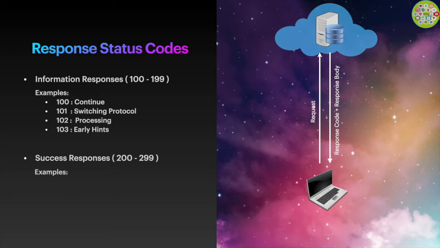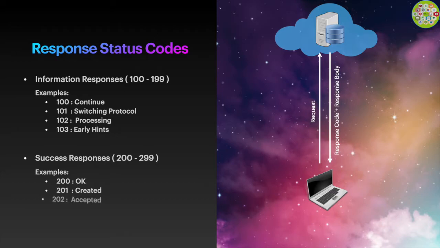As the name suggests, we'll get this response whenever an event is completed successfully. For example, the first one is 200, that is OK. 200 means the request is successfully completed. Suppose we are fetching a user data and our server can say OK, this is the user data. Then we have 201, that is created. This means the request has been completed successfully and a new resource has been created as a result.